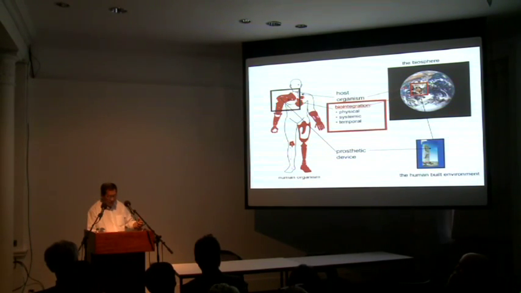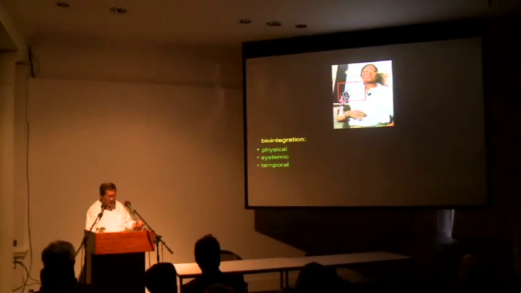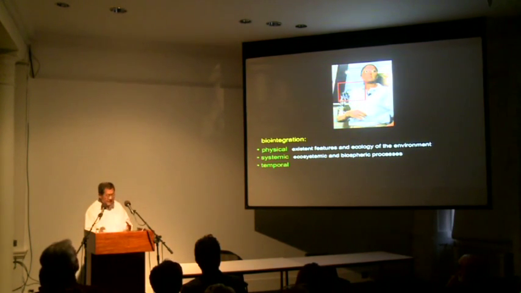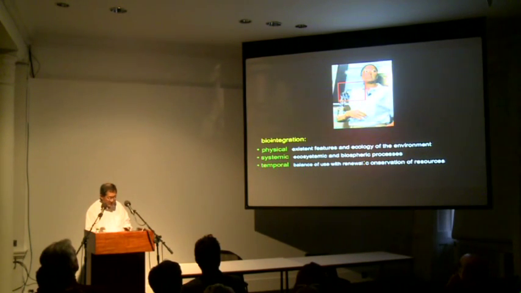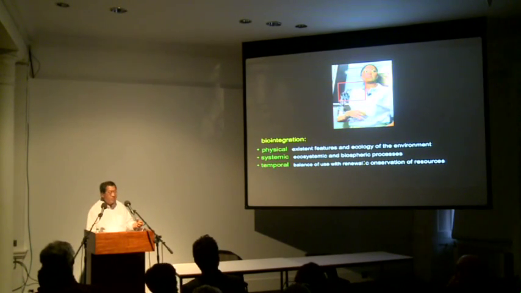And to me, there could be three possible ways of biointegration. Physical, that means just cheek by jowl, if you like. Systemic, as a system. And temporal, the use of resources over time. And so physical biointegration is integrating with the existing features and ecology of the environment. Systemic is integrating with the ecosystemic and biospheric processes that take place in nature, and temporal is the balance of the use of non-renewable resources and renewable resources over time. And so these are the three ways we can biointegrate what we do as human beings with the natural environment.